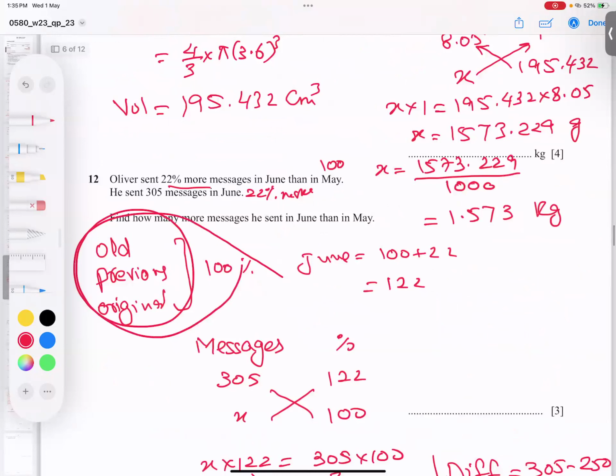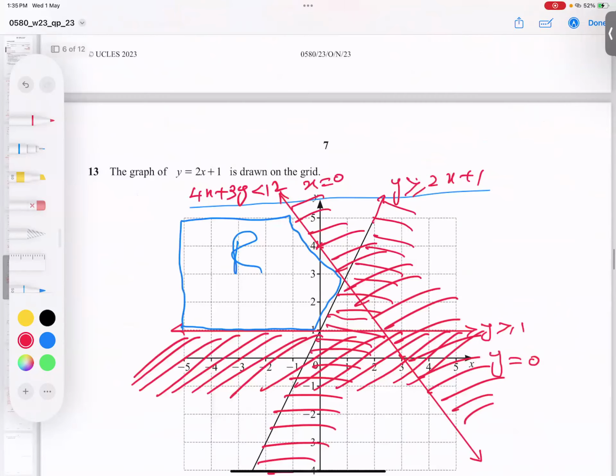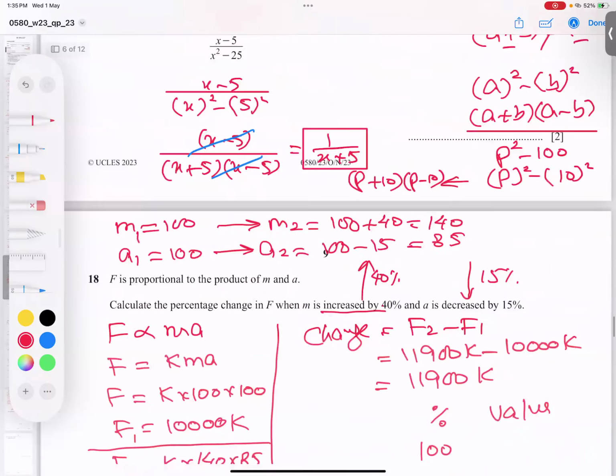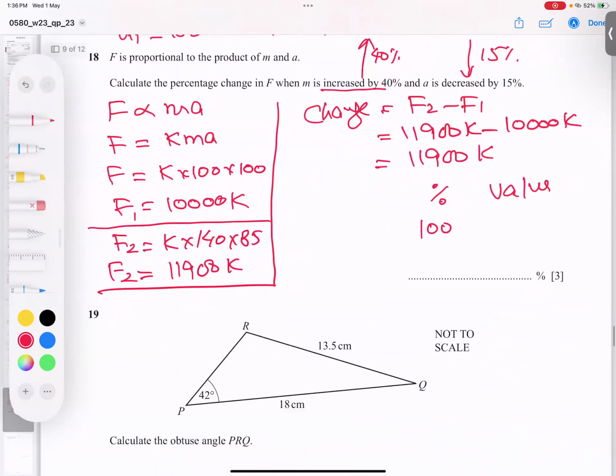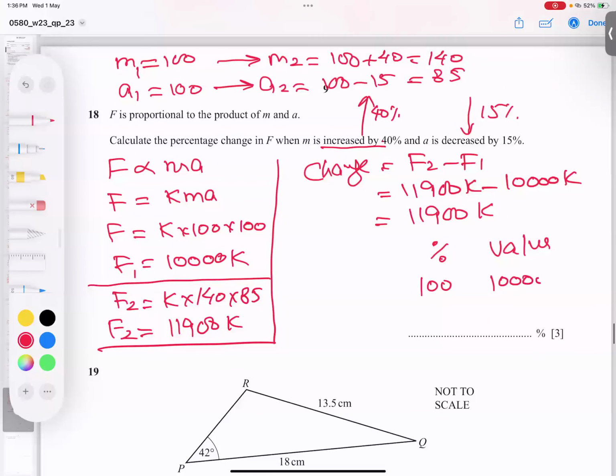Previous value, original value, always, even a cost price. Sometimes cost and sale price come. So even a cost price we take as 100. Don't forget it. So 10,000K I have taken as 100, and I want to find 11900K is equal to how much?